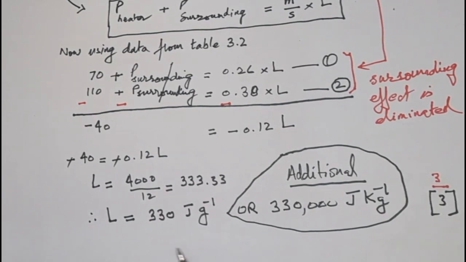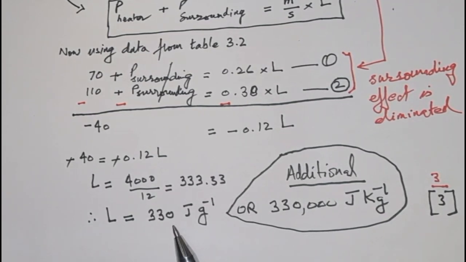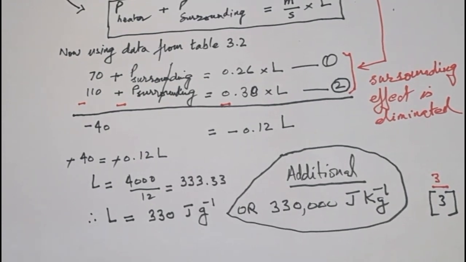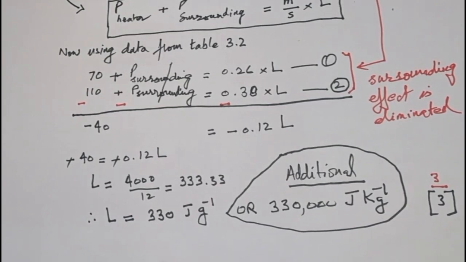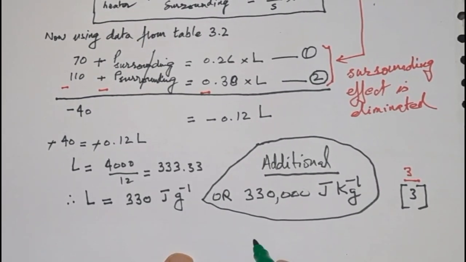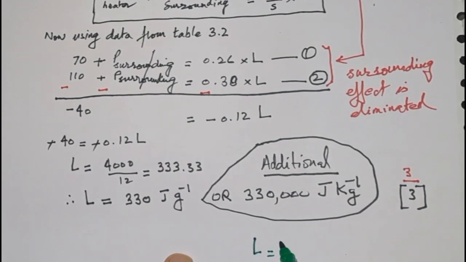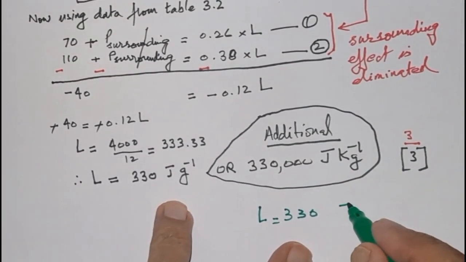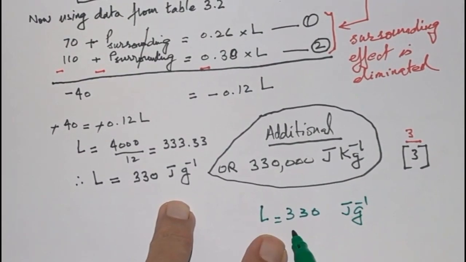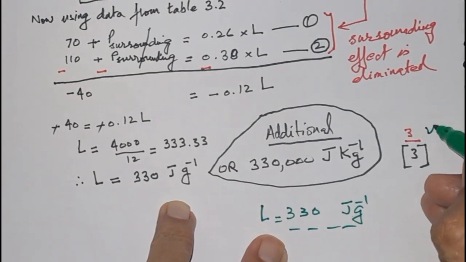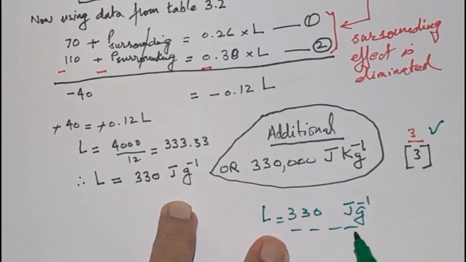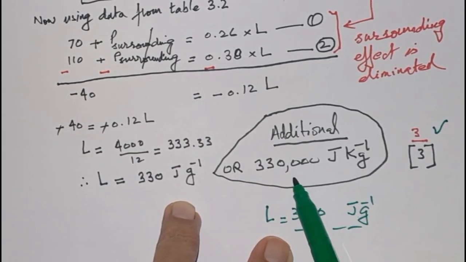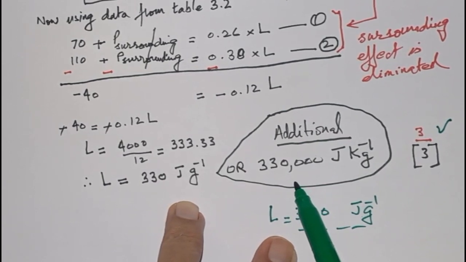Right. So if we have written this answer in the space given, that is actually joule per gram. So I'm going to write down that answer here. L is equal to 330 joule per gram. This is the answer required, and we scored 3 out of 3 marks. But if it was joule per kg, then we would multiply this with 1000 and write down this. This is just an additional information here.